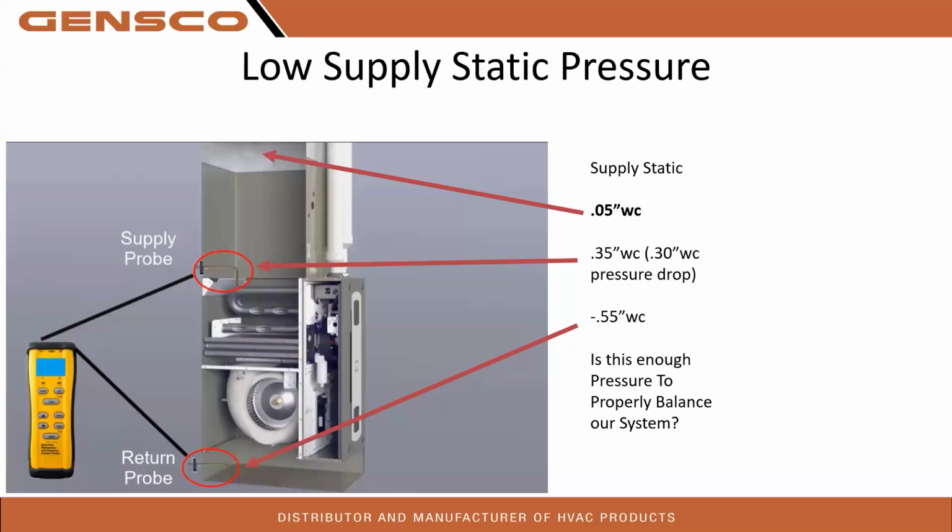Having less than 0.10 inches water column on our supply, is that enough static pressure? Is that enough supply static to actually balance the system? Remember, the further away we get from this furnace, the less supply static we have. If this poor furnace is trying to overcome so much restriction from the filter, the return duct, and that indoor coil, lacking supply static, it's like having 4 or 5 sprinklers hooked up to one garden hose.